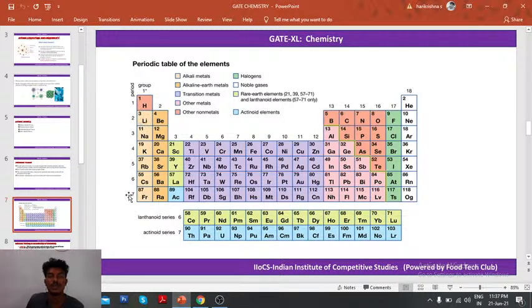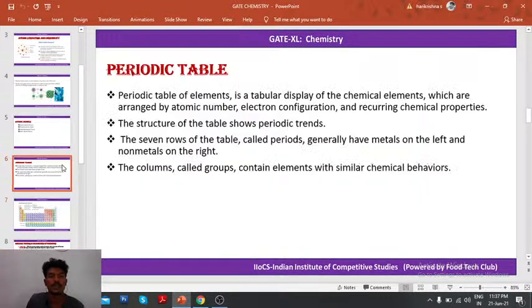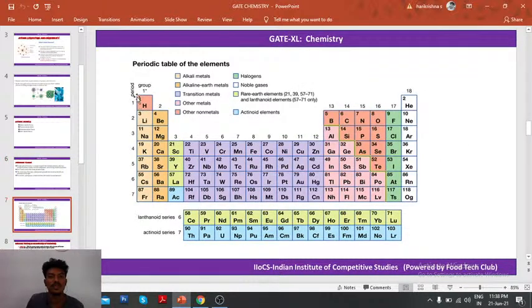These 7 rows are known as periods and there are 18 groups. Here you can see groups 1, 2, up to 18 in this periodic table. Then the columns, called groups, contain elements with similar chemical behaviors. Here you can see various elements. In this you can see various periods. There are 7 periods and 18 groups, and you can also easily identify various chemical elements.